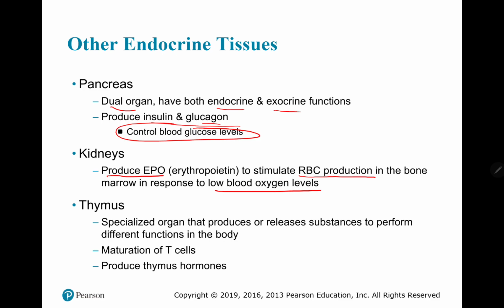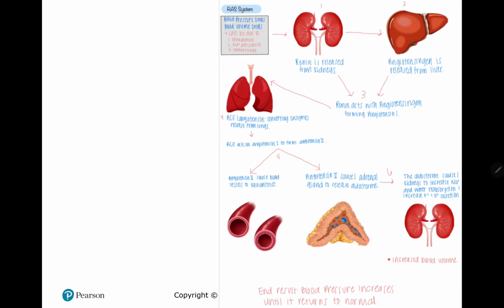Okay, and of course we have the thymus. This is where we're able to produce the thymus hormones. This is an organ that is the site for maturation of T cells. This is where your T cells will mature; they come from the bone marrow and go to the thymus to mature. This is just an overall specialized organ that produces and releases substances to perform different functions in the body. Now remember the RAS system.